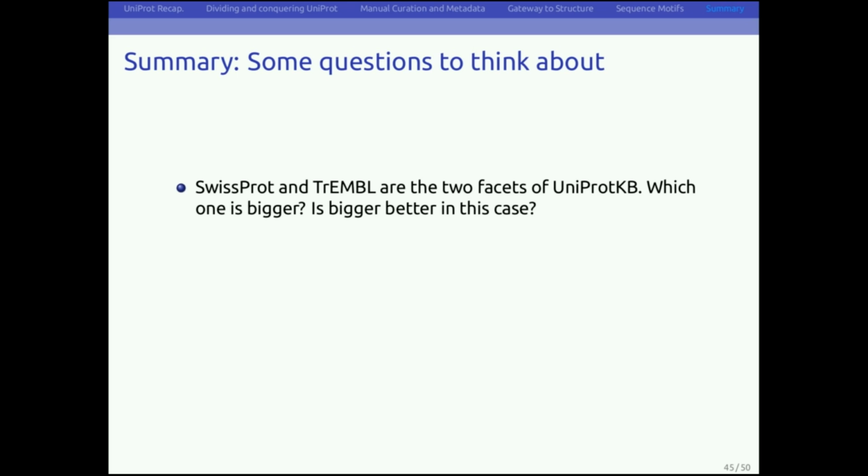So remember that UniProt KB is composed of two big databases that do not talk to each other, SwissProt and TrEMBL. I'm going to ask some questions as we go through these points as well, just because I think they're good review material for you. So my first question is, which database is bigger? Well, TrEMBL. TrEMBL has about 82 million sequences. SwissProt has 500,000. Now, does that necessarily mean bigger is better? So why was TrEMBL built?